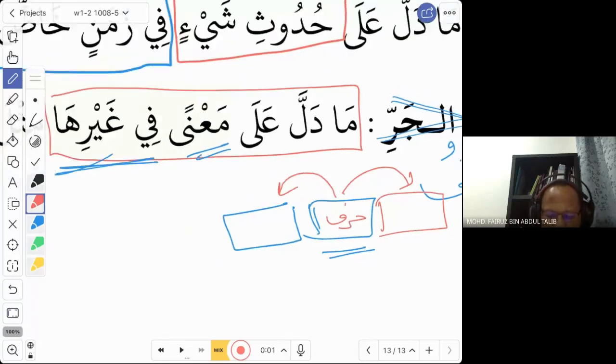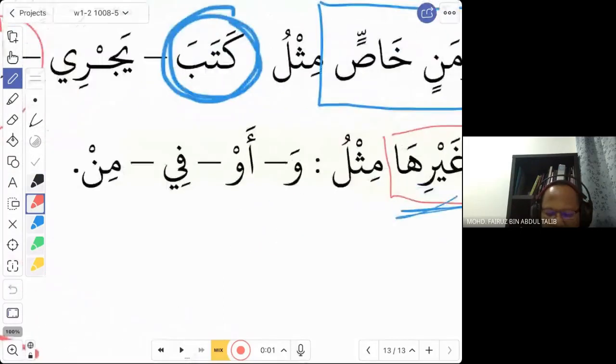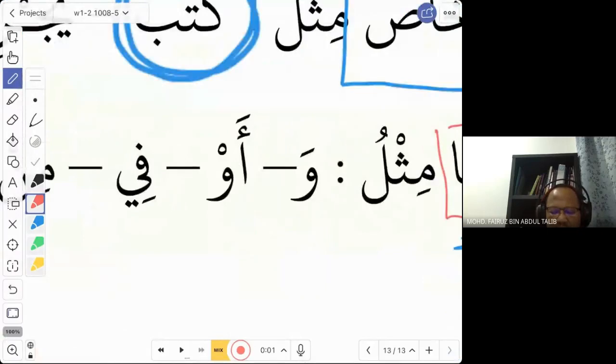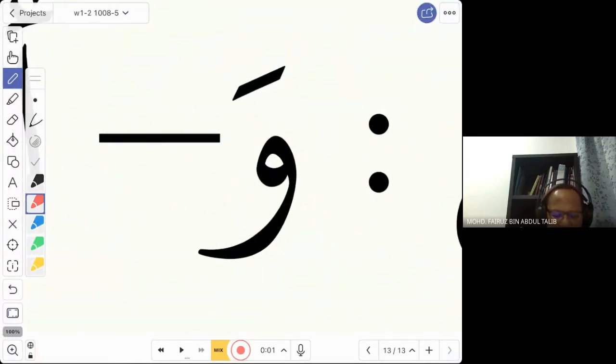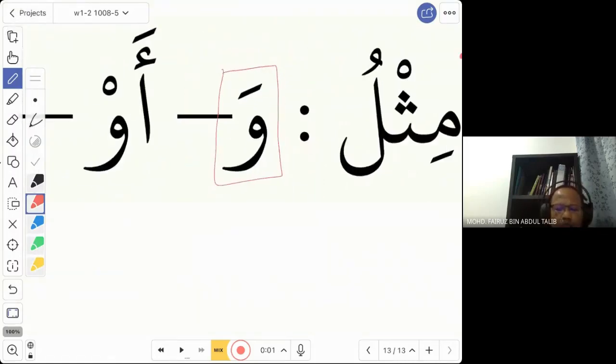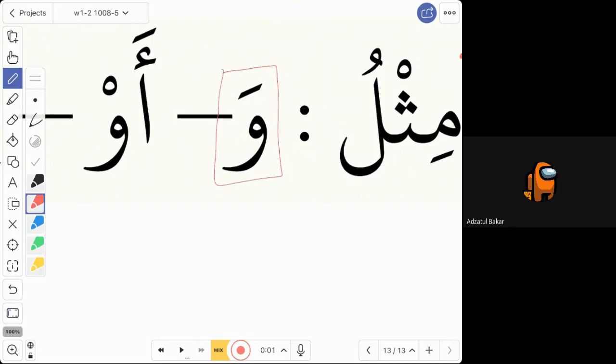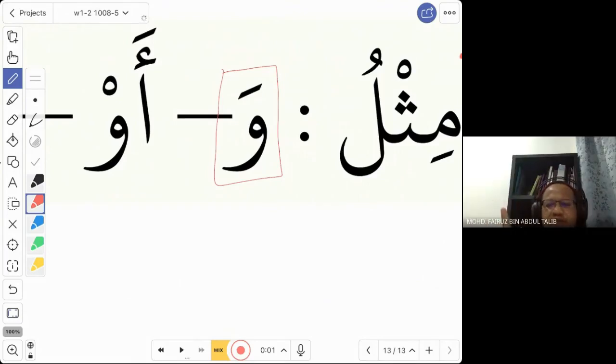Let us take a look at one example. Some examples. Mithlu, for example, okay, this is the first word that they give you. This is a very interesting word. Wa. Okay, what is this word? Wa, even though it is a letter, the letter wow, but it is one word on its own. It has a meaning, not just the letter wow. What is the meaning of wa? And. Okay, what you mentioned, and, is just one of the meanings. Yes, correct. The first meaning of wa is and.